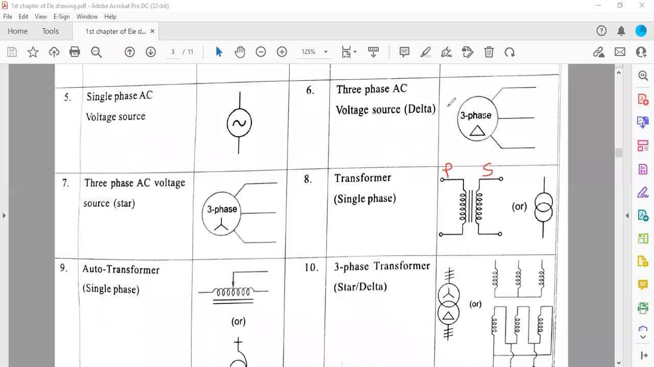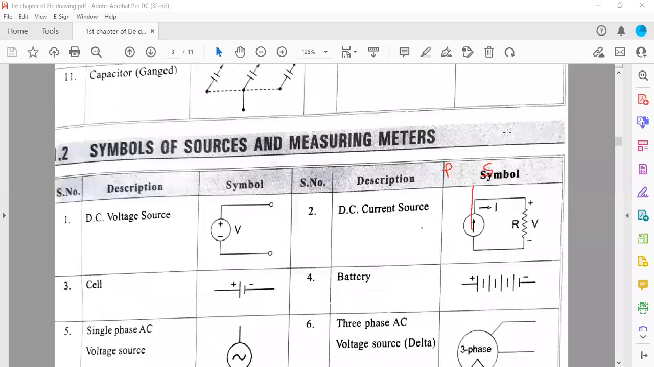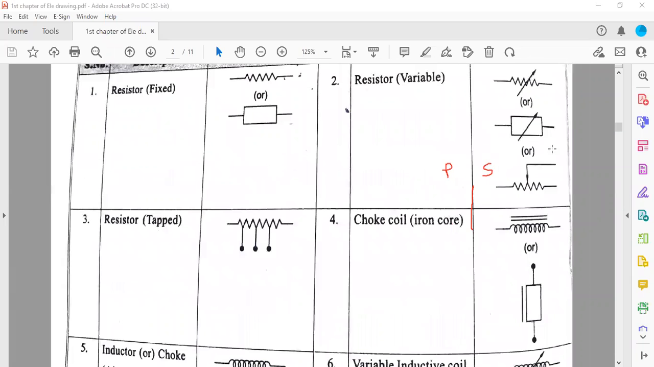Previously I discussed this ferrite core transformer. I will show that again. You can see here: this is the coil and this is the core. I showed this before, do you remember?